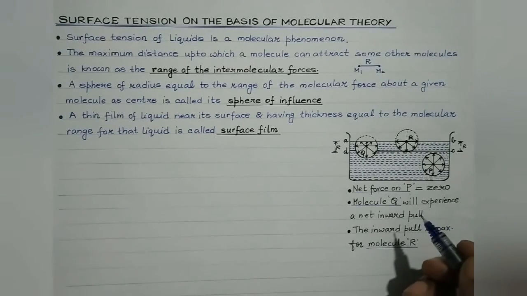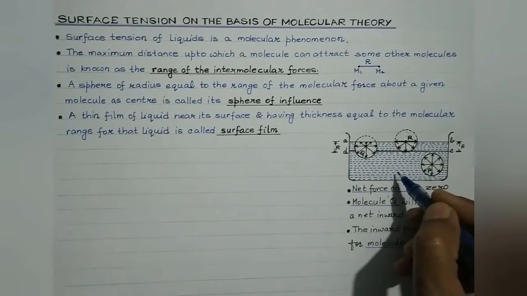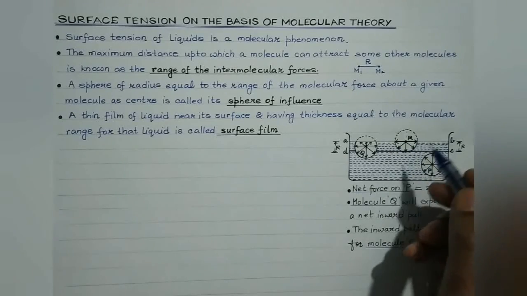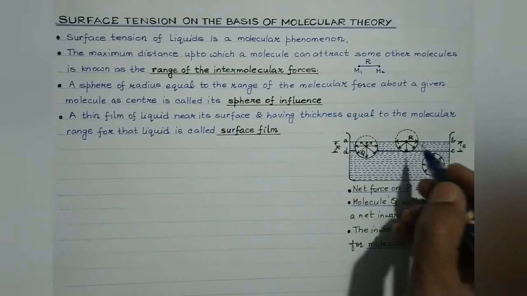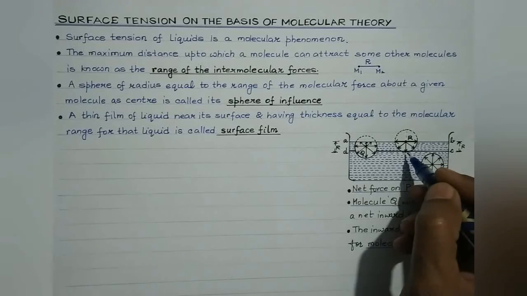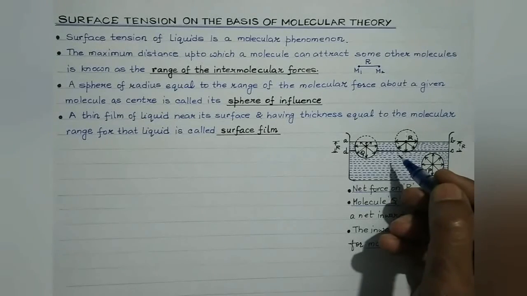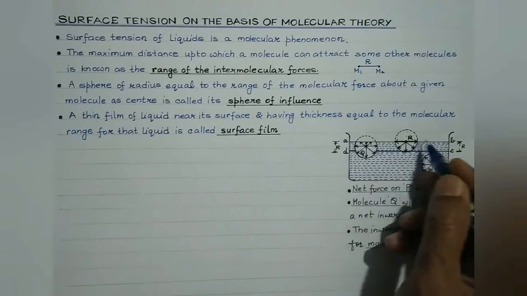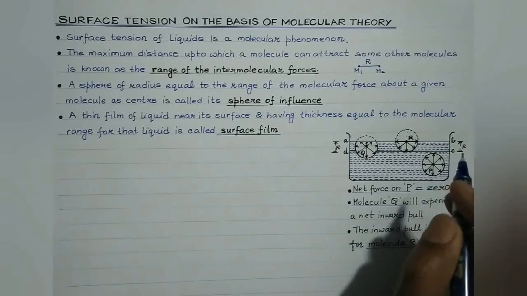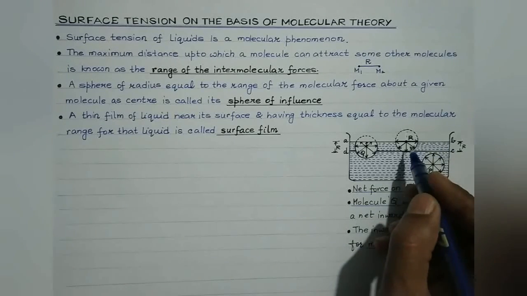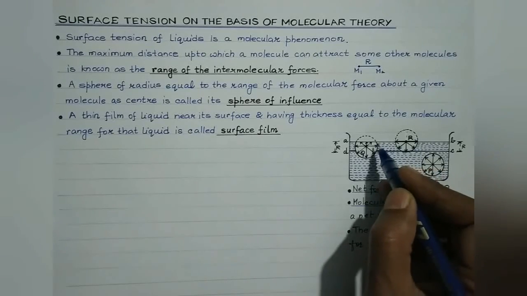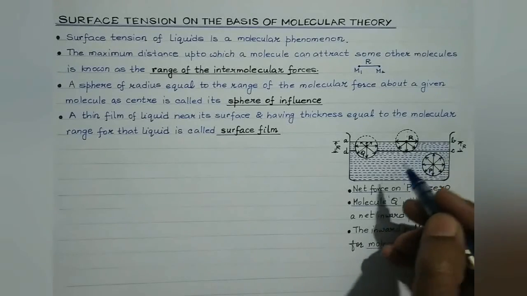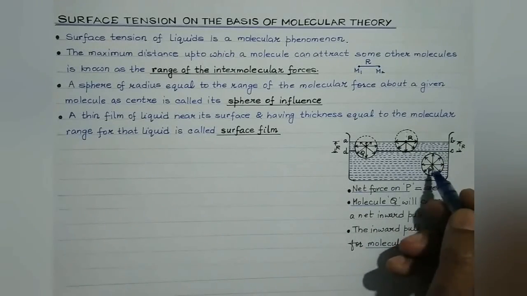Whenever we intend to move a molecule from the interior of a liquid to the surface, an amount of work has to be done on it against this inward pull, isn't it? So this work done appears as an additional potential energy of the molecules which are lying on the surface of the liquid. So what we conclude is that the potential energy of those molecules which are lying on the surface film is always greater than that of the molecules which are residing inside or in the interior of the liquid.